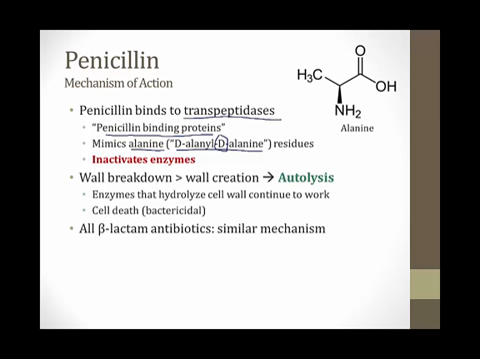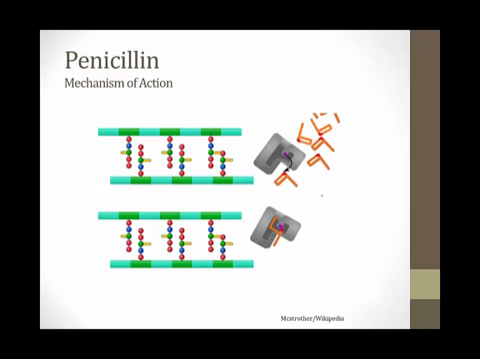Once penicillin binds to the transpeptidase, it inactivates the enzyme. This means that the rate of breakdown of the cell wall will become greater than wall creation, and this leads to autolysis of the bacterial cell. The enzymes that hydrolyze the cell wall continue to work, and therefore the bacteria basically kills itself. This leads to cell death, and therefore penicillin antibiotics are bactericidal. And if you understand this mechanism, you understand the mechanism of all beta-lactam antibiotics because they all work the same way.